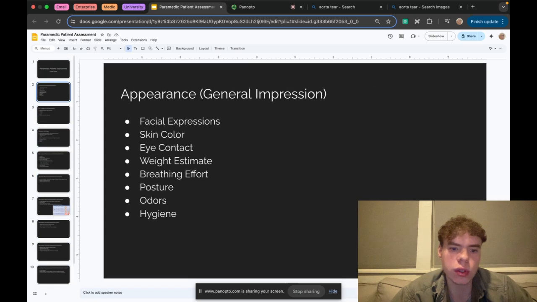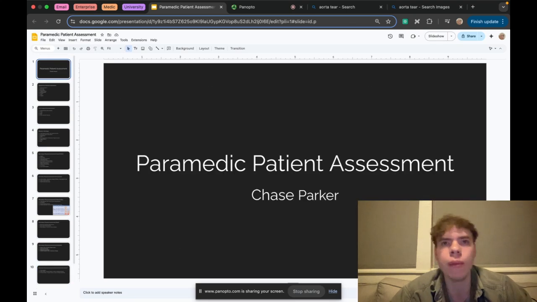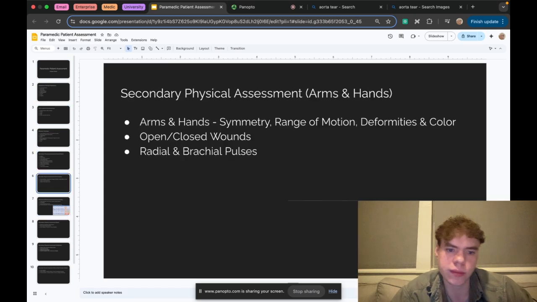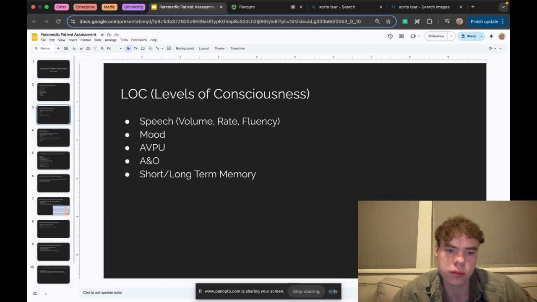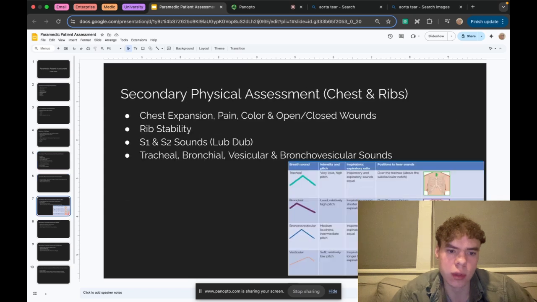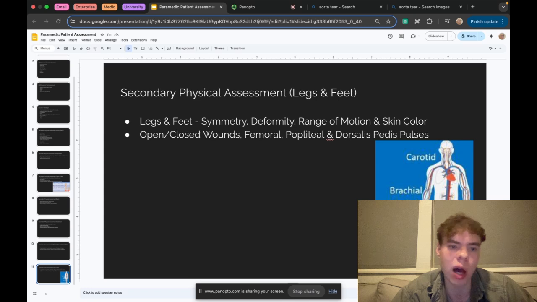Then obviously, once you find out all the physical problems going on with the patient, you could go to your patient history and ask your history questions, and then go into more of your medical assessment questions. But this is more of just a trauma assessment and assessing the patient anatomically.